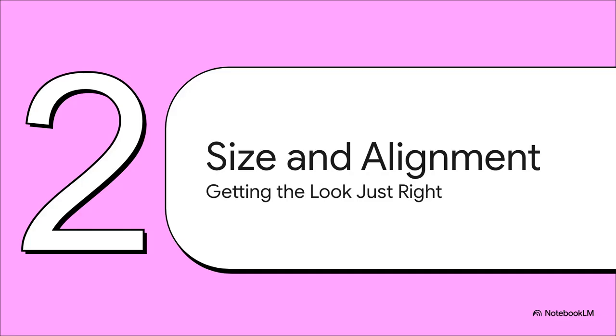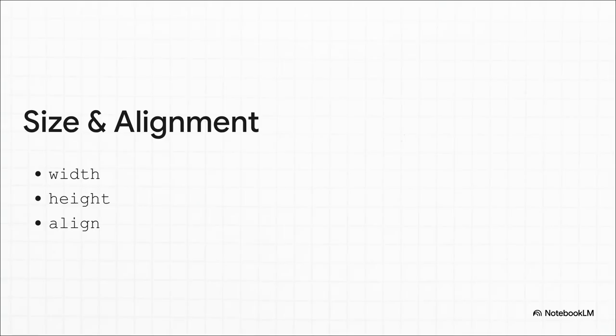Okay, so our shape is on the map. What's next? Well, now we get into the design tools. Let's talk about controlling its size and making sure it's aligned exactly how we want it. Now, width and height are pretty much exactly what they sound like. They let you stretch and squish your shapes on the fly. But that third one, align, it's a little different. It has one very important rule you've got to remember.